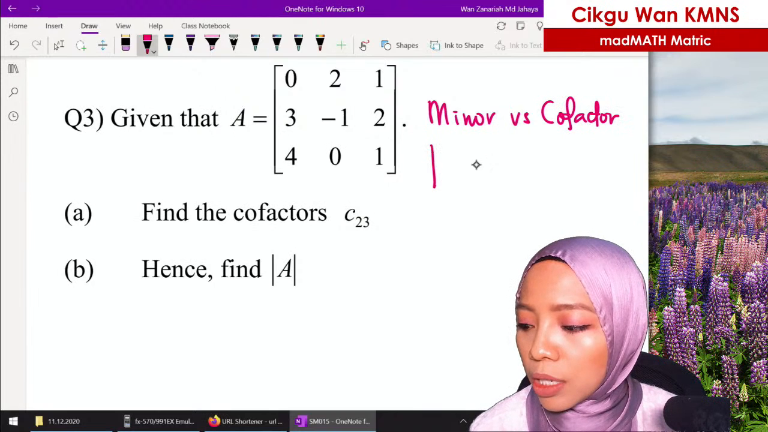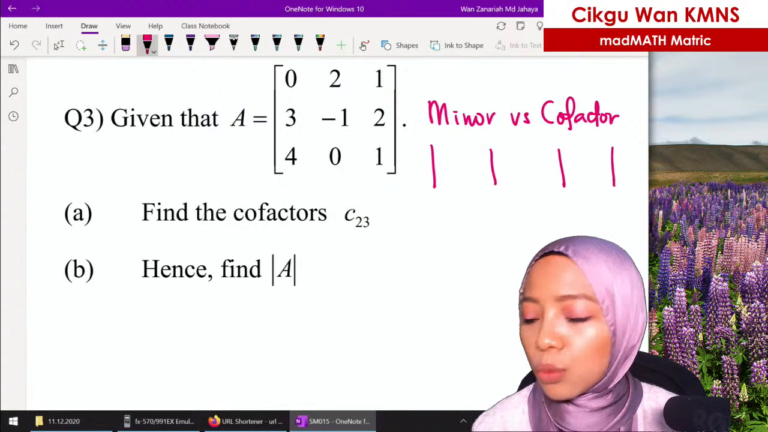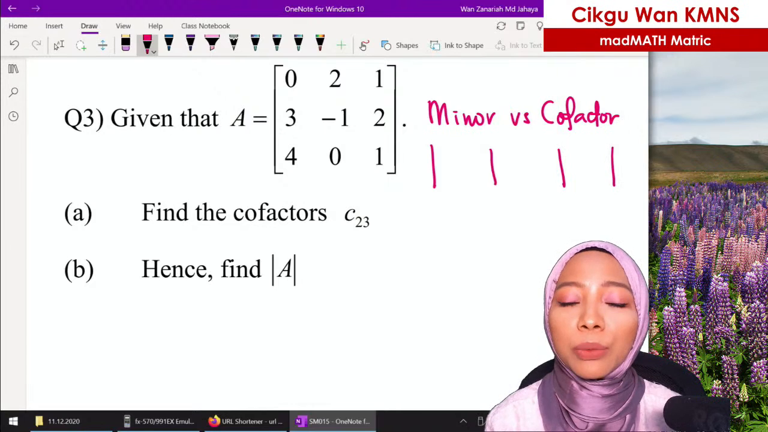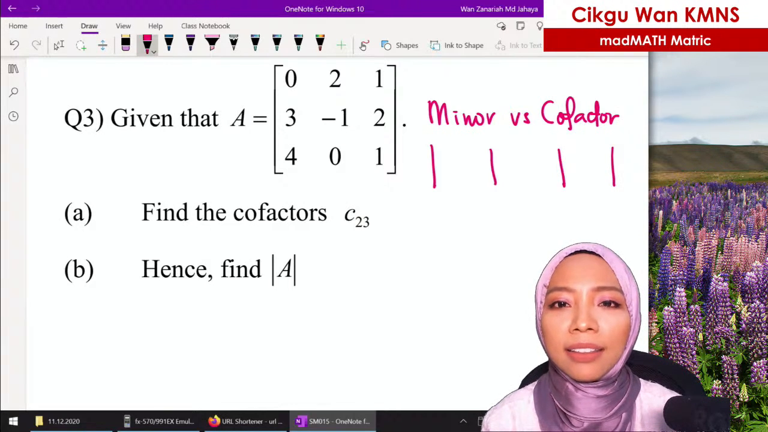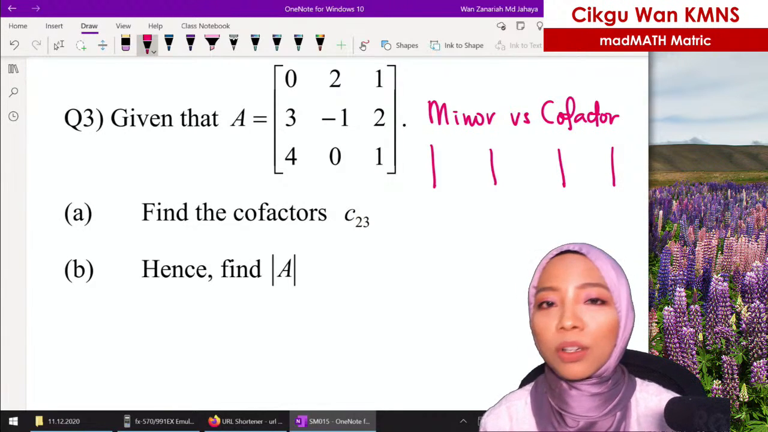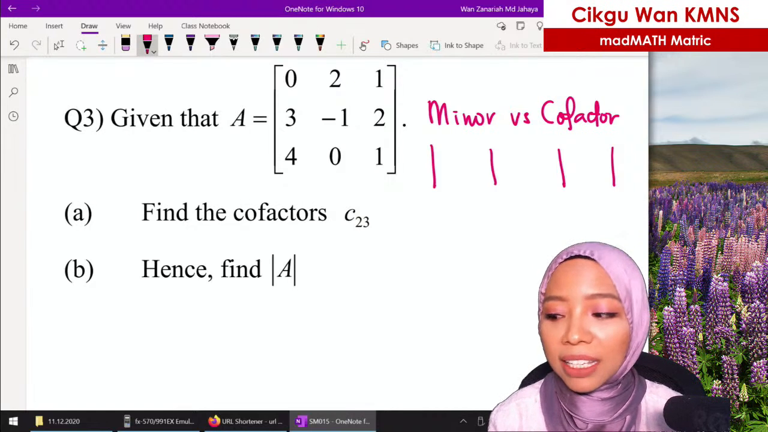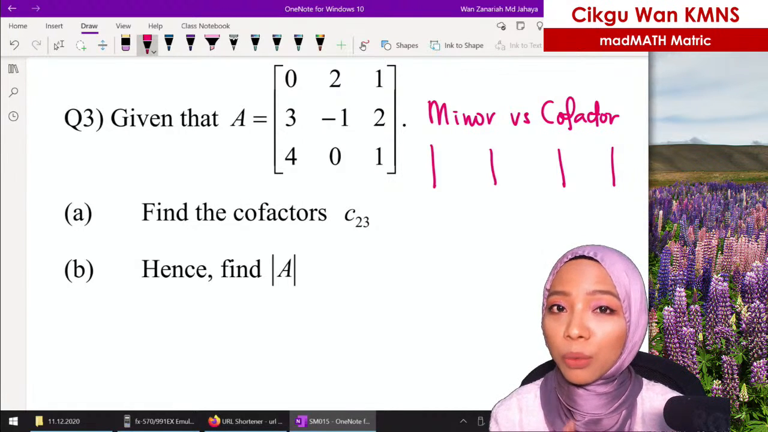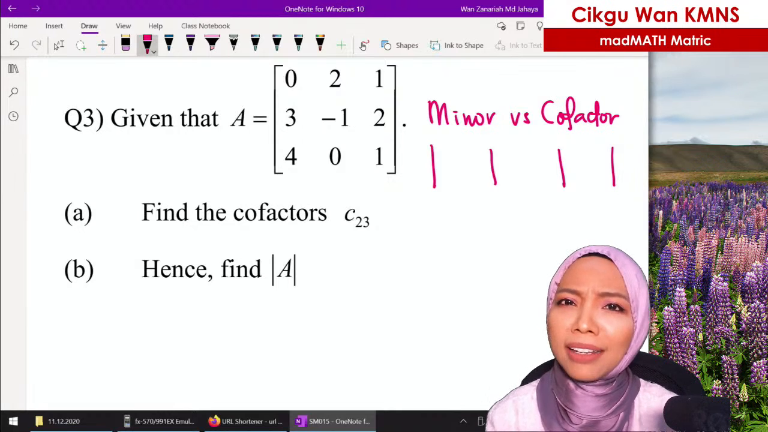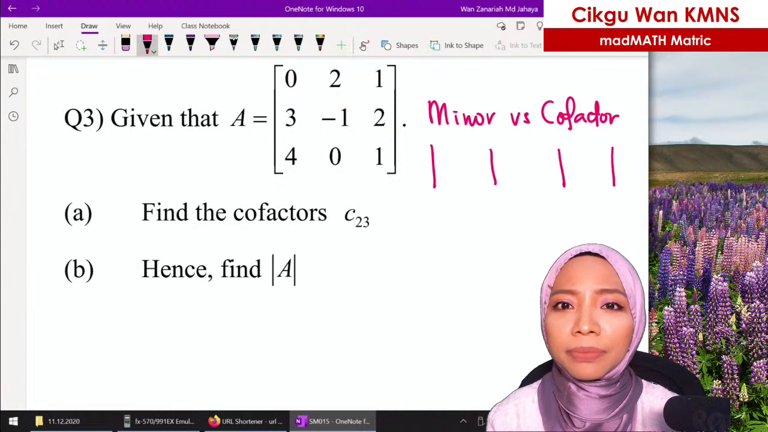Dua-dua pun ada macam ni juga. Dua-dua pun masukkan nilai juga. Tapi apa beza dia? Siapa boleh bagi tahu? Semua boleh-boleh. Cikgu tanya soalan seterusnya. What's the difference between minor and cofactor?